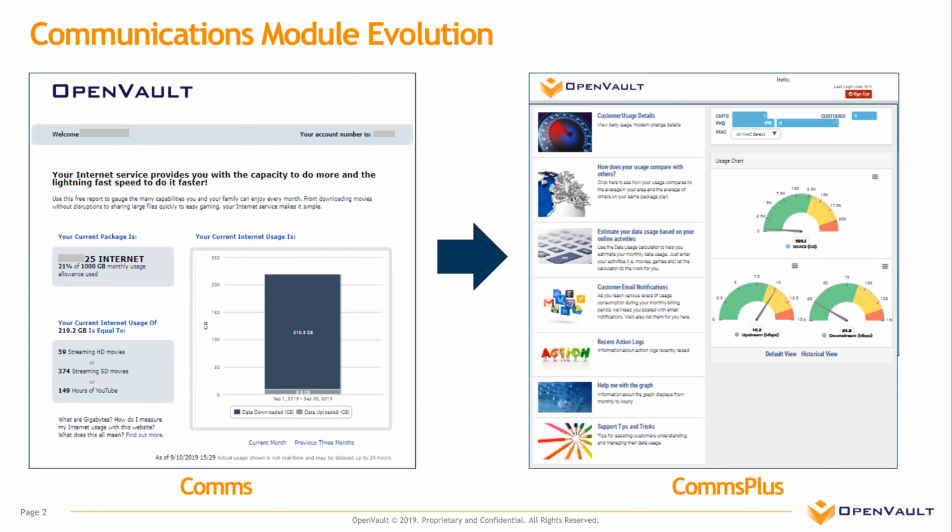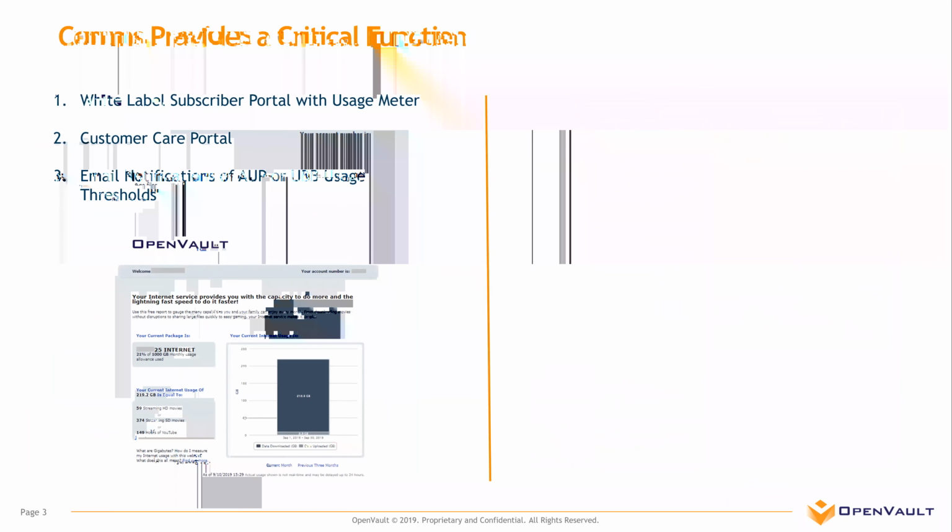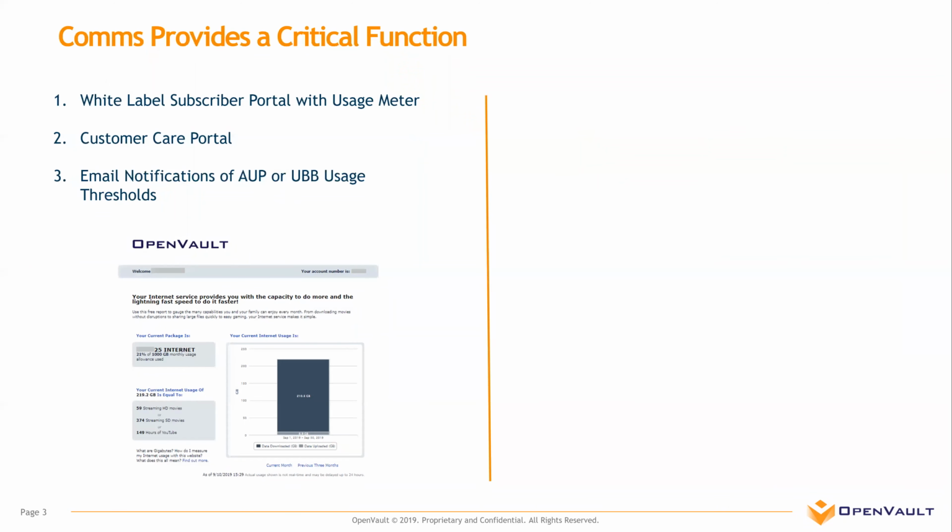But just to get started, the current comms package has been around really since our inception as a company 9 years ago, and it includes three primary pieces. One is the subscriber portal itself, which many of you know is white labeled, so you can brand it as your own. And that includes a usage meter for subscribers. The second piece is the customer care portal, and then the third component is obviously the ability to send email notifications as subscribers are approaching usage limits.